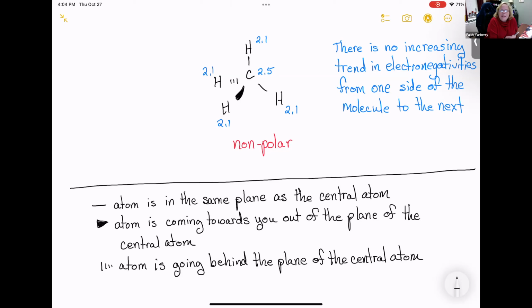A flat line means that the atom is in the same plane as the central atom, whereas a wedge means the atom is coming towards you out of the plane of the central atom. And the dashed means that the atom is going behind the plane of the central atom. So again, we're taking these bonds and we're telling you, are they coming towards you? Are they going away from you? That is what we're trying to demonstrate with these different ways of drawing a bond.